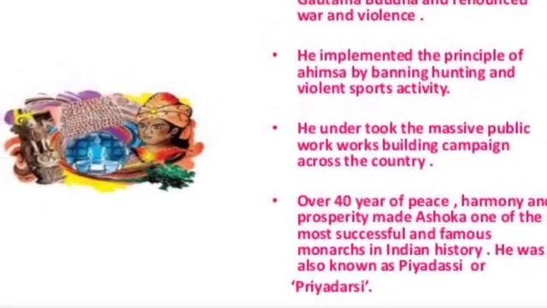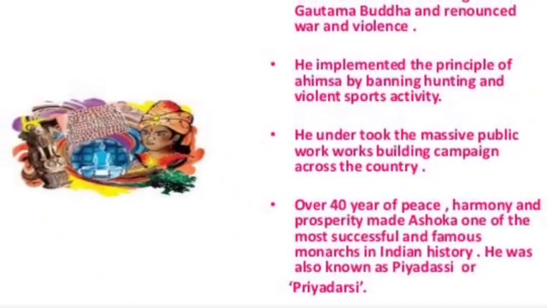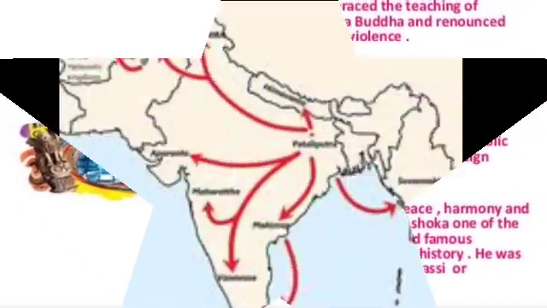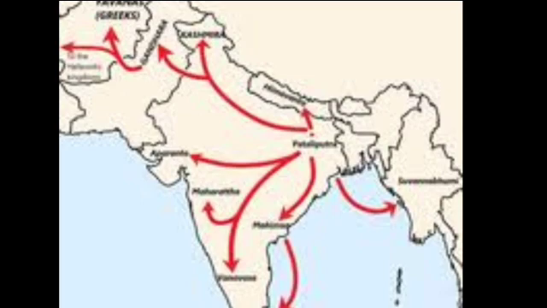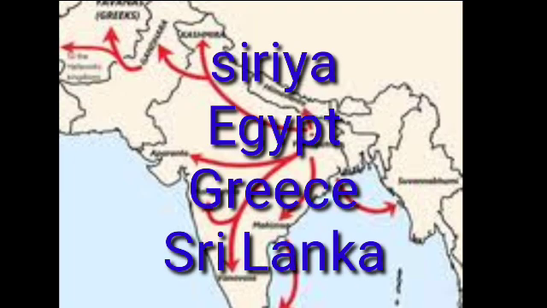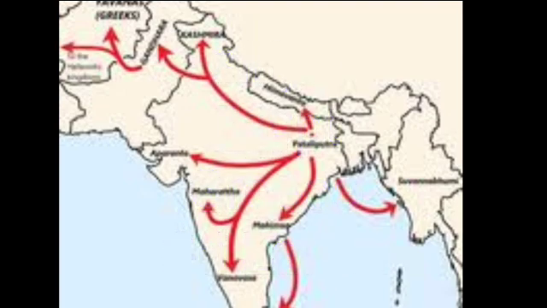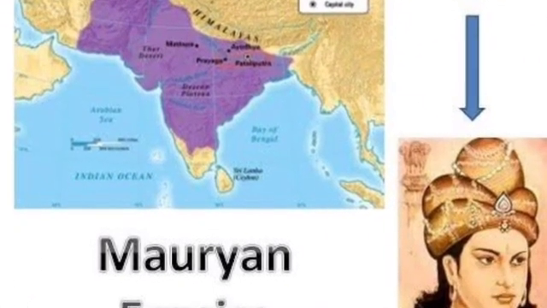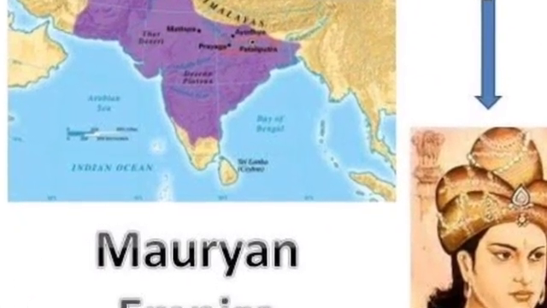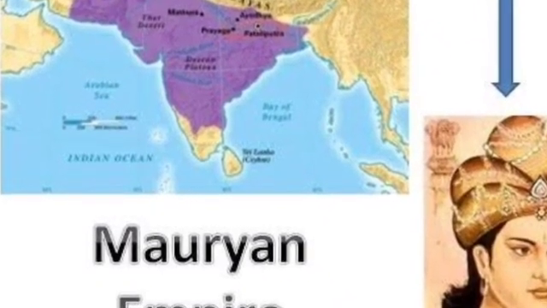Along with appointing Dharma Mahamathras within his empire in order to spread his Dharma, he sent many of his messengers, or Dharma Mahamathras, to other countries such as Syria, Egypt, Greece and Sri Lanka. Along with these officials, he sent his own children also to all these countries to spread his messages. Such a great ruler was Ashoka. That's why we call him Ashoka the Great.